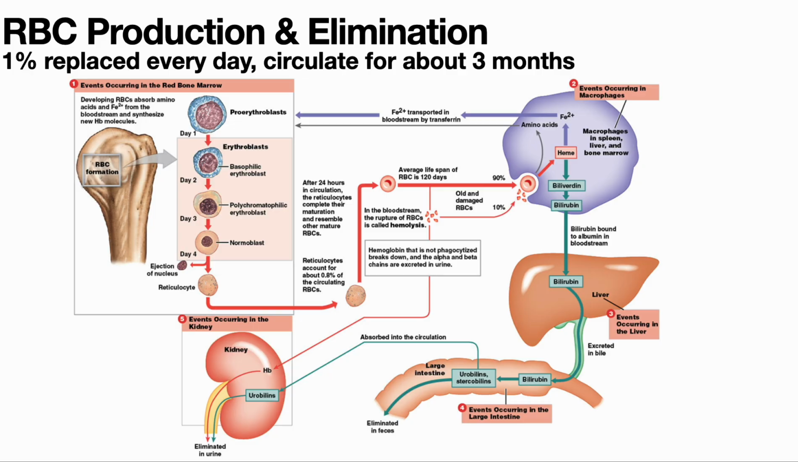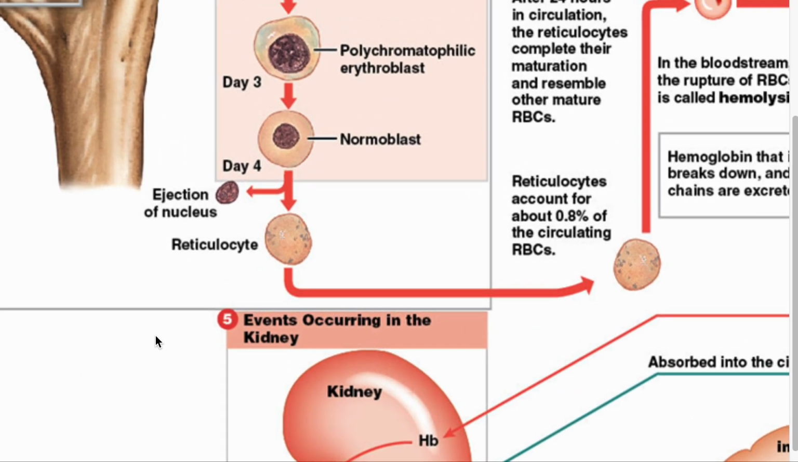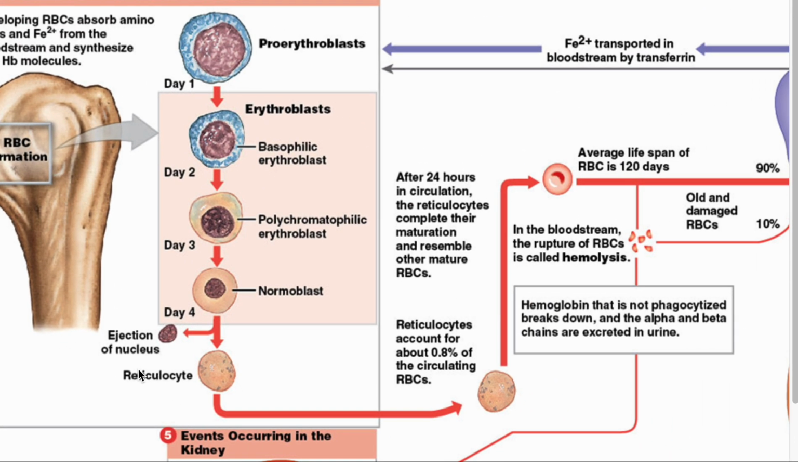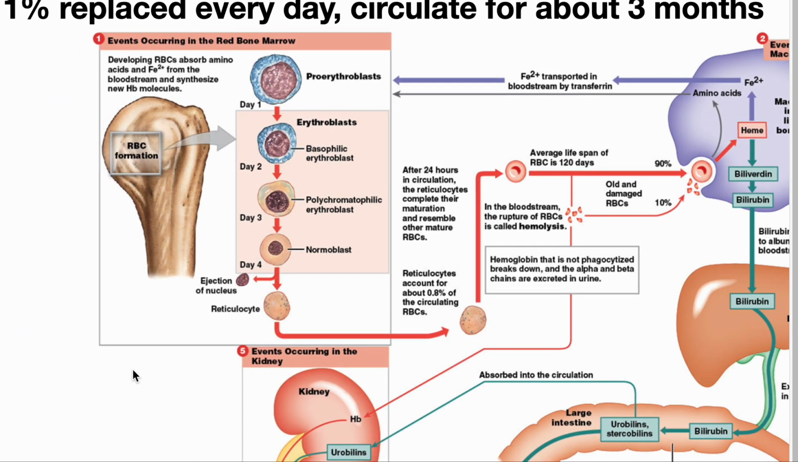Okay, so how are red blood cells produced and then eliminated? Because we are replacing about 1% of our red blood cells every single day, and they circulate for about 3 months. So this is a little bit of a complicated process, but I think this diagram kind of makes it not so bad. So let me just see if I can make it a little bit bigger. All right, so here we go.